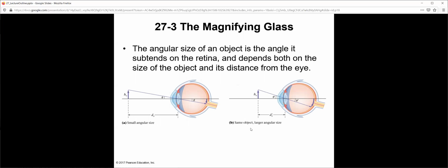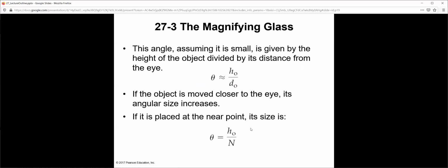The angular size of an object is the angle it subtends on the retina and depends both on the size of the object and, of course, the distance from the eye. The closer something is, the bigger it appears. Magnifying glasses cheat that idea using these equations here. The angle, assuming it is small, is given by the height of the object divided by the distance from the eye. If the object is moved closer, angular size increases. And if it's placed at the near point, its angle is shown below, where the height of the object is divided by N.